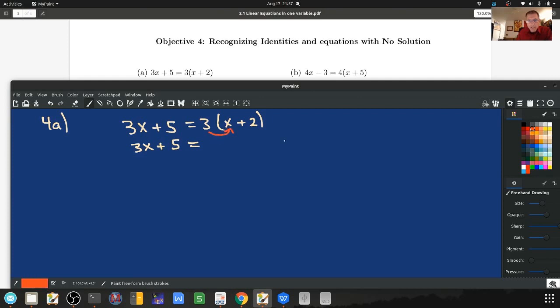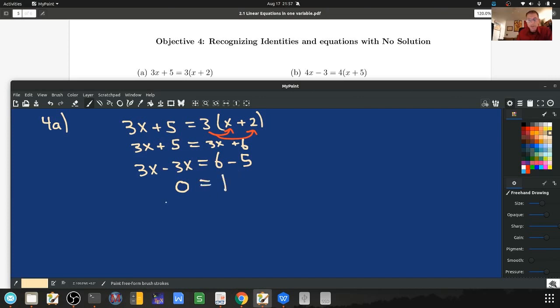3 times x gives me 3x, and 3 times 2 gives me 6. So that's 3x plus 6. So now I'm going to subtract. I'm going to take the 3x and move it over here. So that gives me 3x minus 3x, because when I move it over it has to change sign. And now I'm going to move the plus 5 over, and that's going to give me minus 5. So 3x minus 3x is 0, because minus 3x is the additive inverse of 3x. And 6 minus 5 is 1.